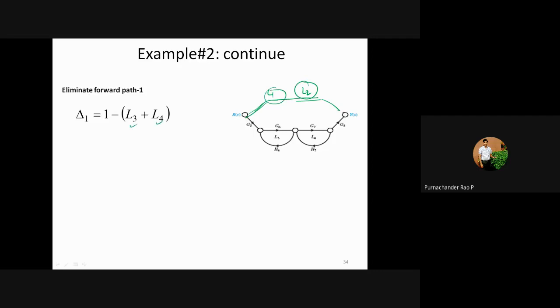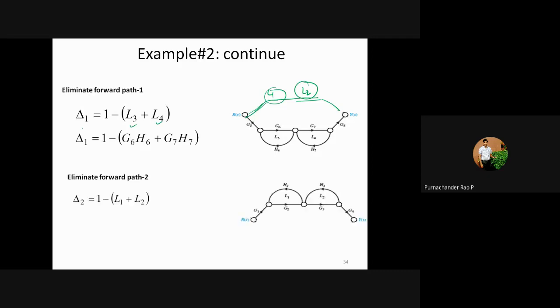Only L3 and L4 should be considered. And then you see whether these 2 are touching each other or not. So here these 2 are not touching each other. Therefore, the product L3, L4 is not possible. So only delta 1 is present, and this will be given like this. Okay, so this is the value of delta 1.